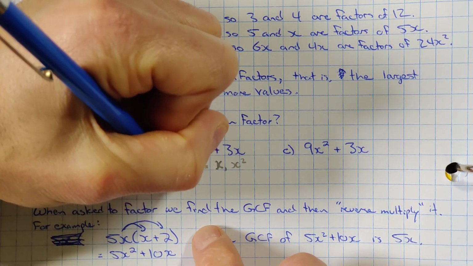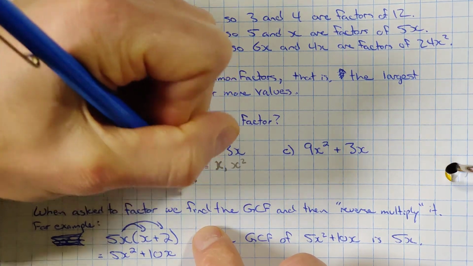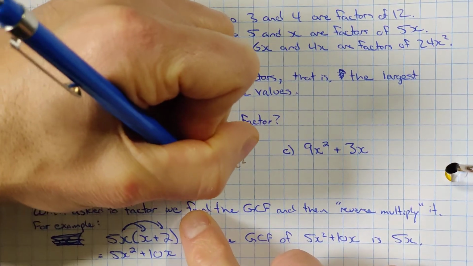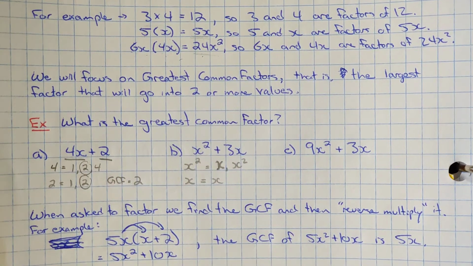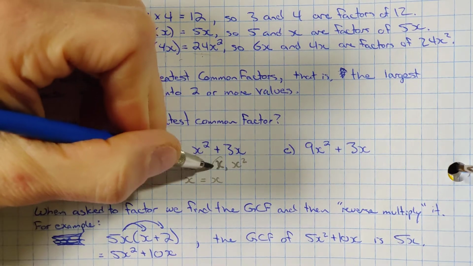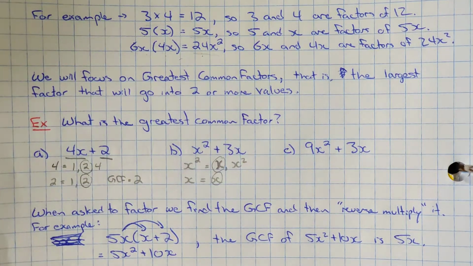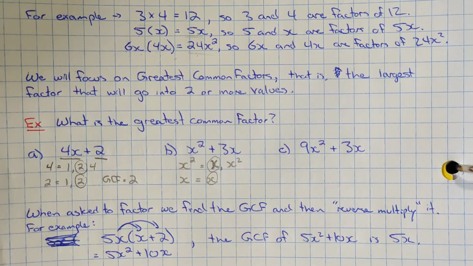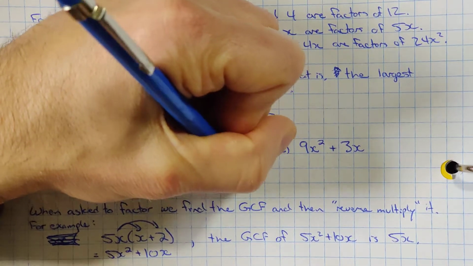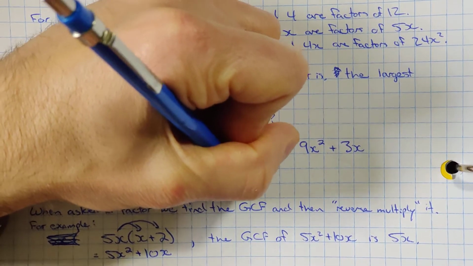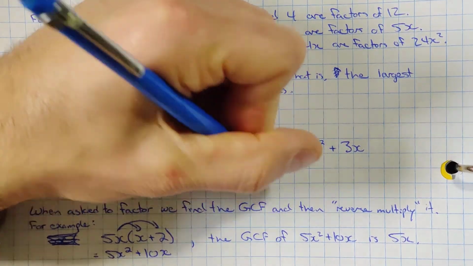3x, well, again, we're just going to worry about the x portion. The only thing you can divide x by is x. And so you notice they both have x in them. And thus the greatest common factor here, GCF, is x.